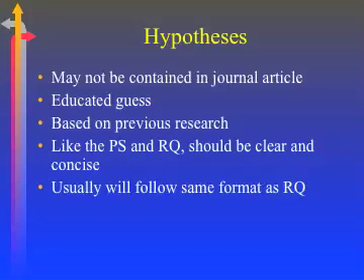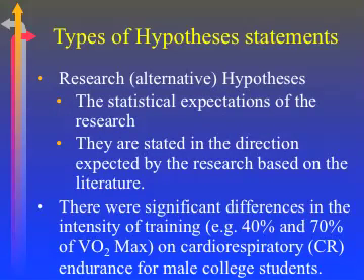And exactly like our purpose statement and research question, it should be clear and concise. It's going to follow the same kind of format as our research question. We use basically the same words as our research question and our purpose statement. Now there are different types of hypotheses. The first type is called a research or alternative hypothesis.